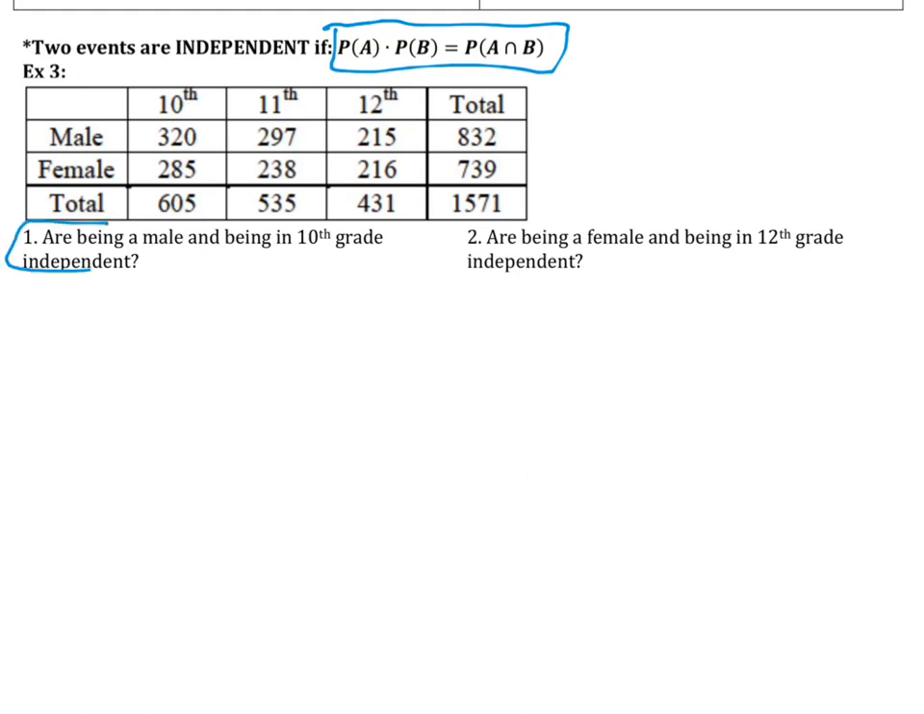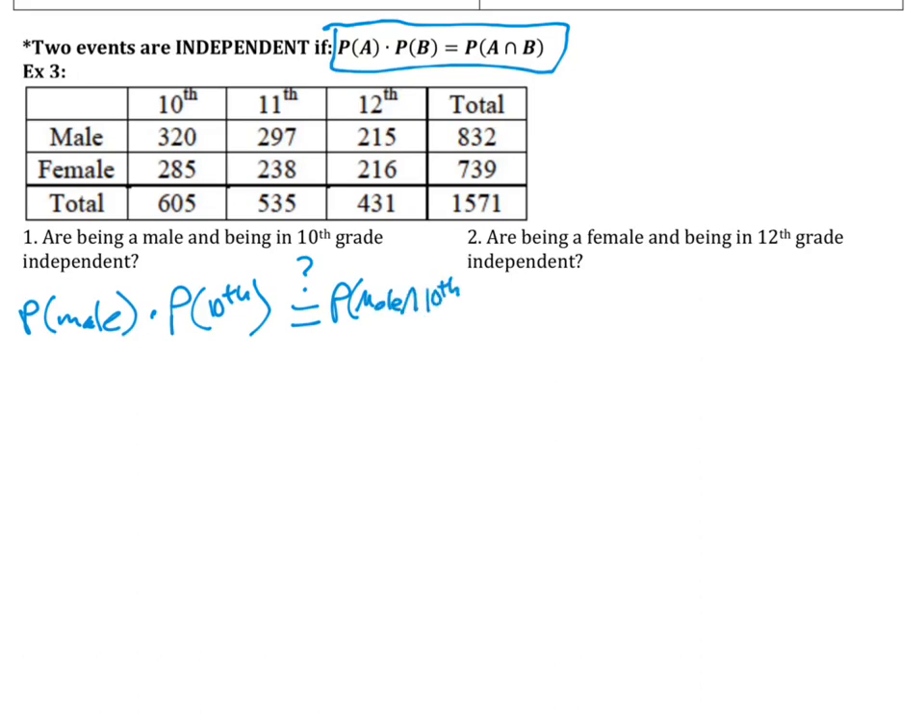Well, we can look at this, right? Are being male and being in 10th grade independent? That's the example I was just talking about. Well, if you're going to do that, you've got to figure out the probability of male, and you've got to times it by the probability of being in 10th grade, and you need to figure out if that is the same thing as being a male and in 10th grade. Okay, so you've got 3 probabilities you need to calculate, and you need to figure out if this equation is true.